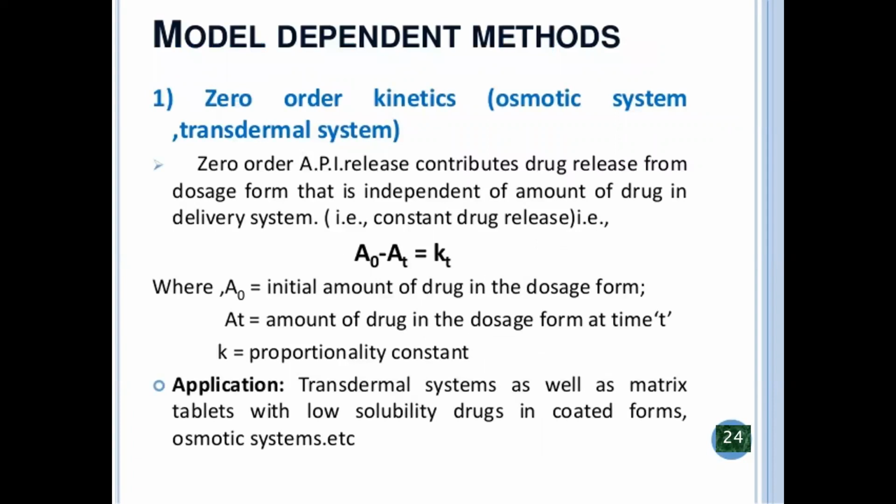Let's go to the model dependent method. First one is the zero order kinetics model. In the zero order kinetics model, the release of API is independent of the drug concentration of the dosage form. Mostly zero order kinetics is followed by transdermal systems or osmotic systems, and it can be expressed by the following equation. Its application is for the comparison of transdermal systems as well as matrix tablets with low solubility drug in coated form or osmotic systems etc.